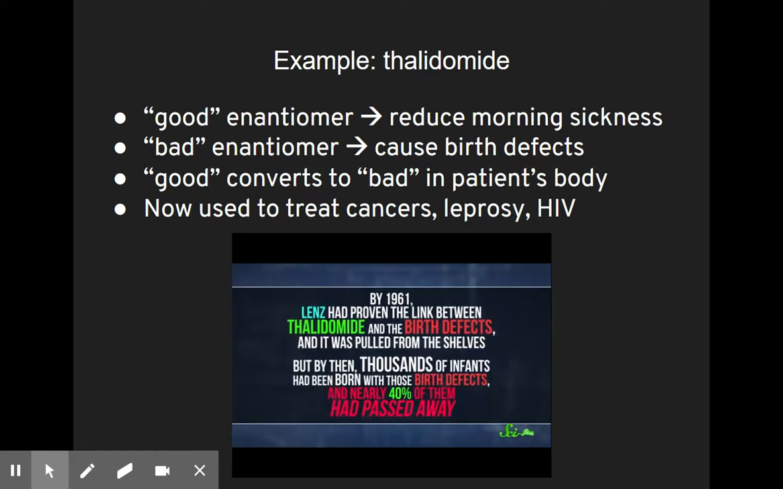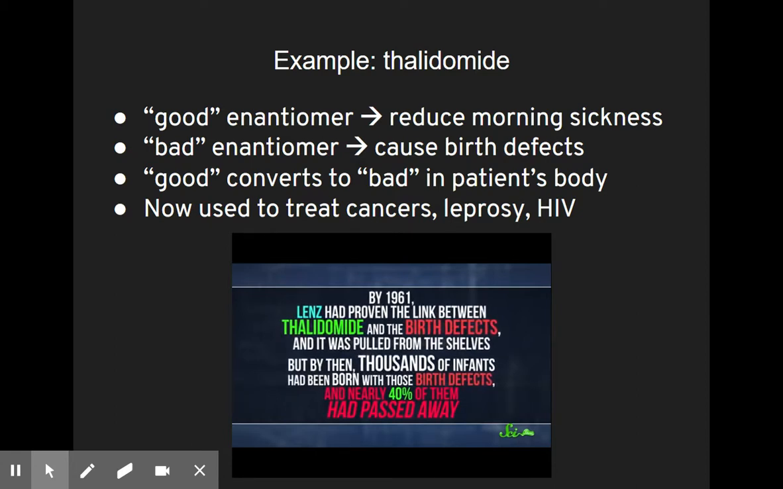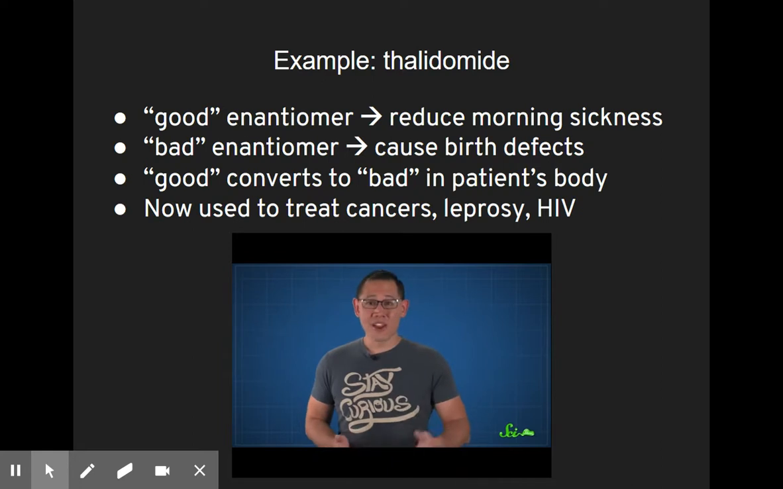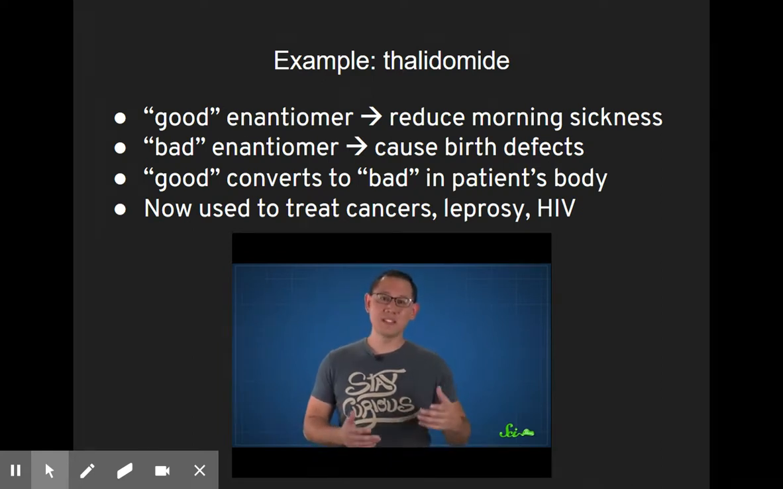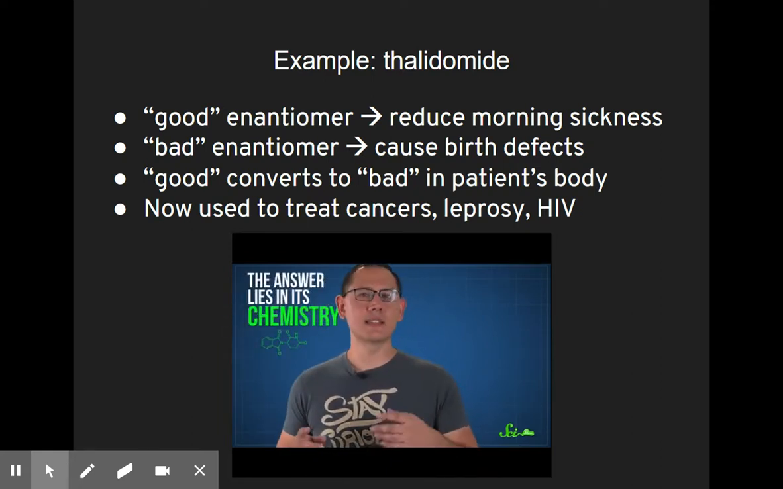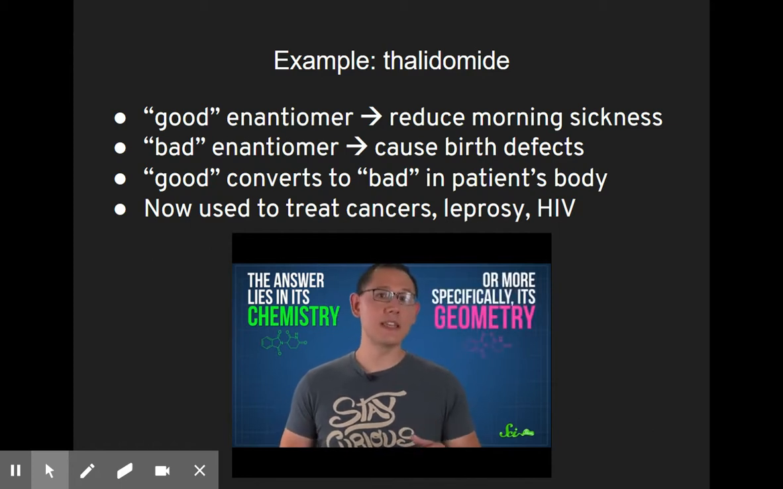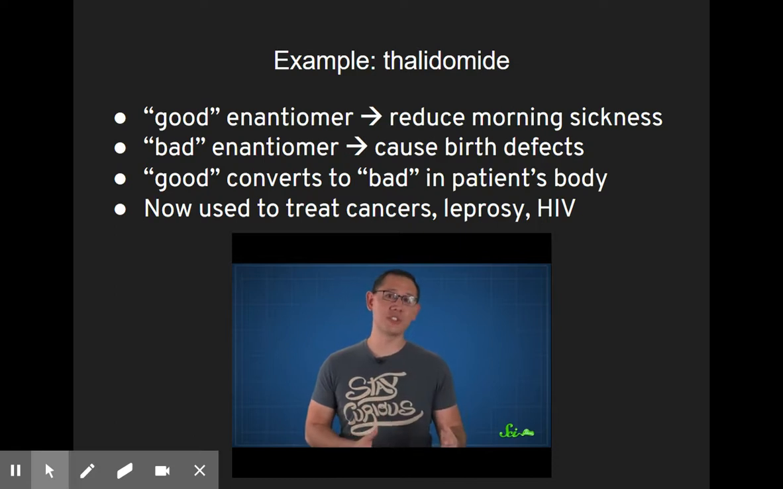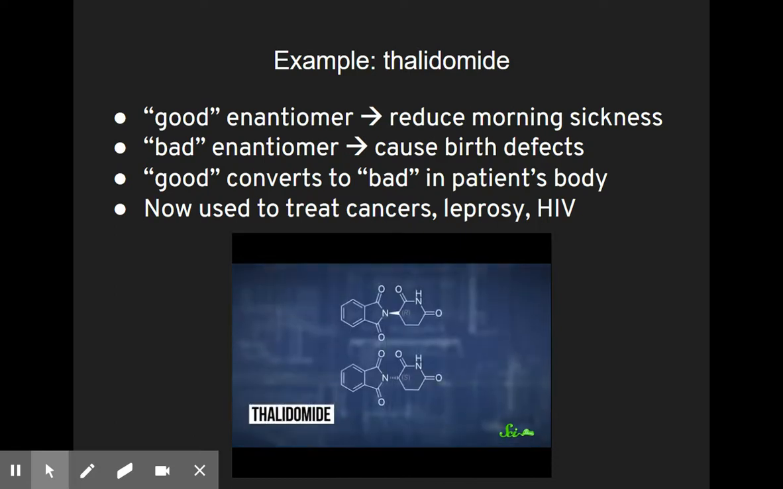But by then, thousands of infants had been born with those birth defects, and nearly 40% of them had passed away. Rules for drug testing weren't as strict back then, and in this case that cost thousands of lives. Even though they were now aware that thalidomide was a problem, scientists still didn't know why. It turns out the answer lies in its chemistry, or more specifically, its geometry. What researchers didn't know at the time was that there were actually two versions of the thalidomide molecule. Thalidomide, which is made up of 3 connected rings of carbon and nitrogen atoms, plus some oxygen and hydrogen, is what's known as a chiral molecule.